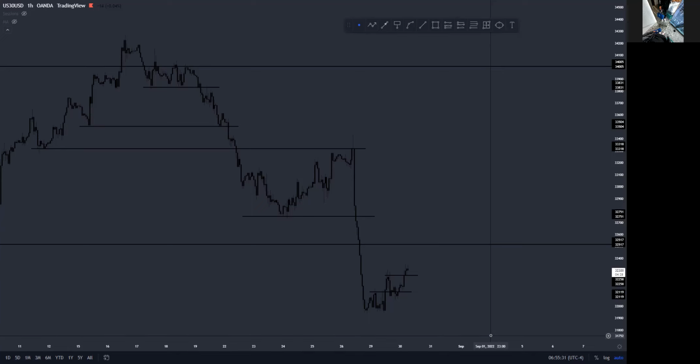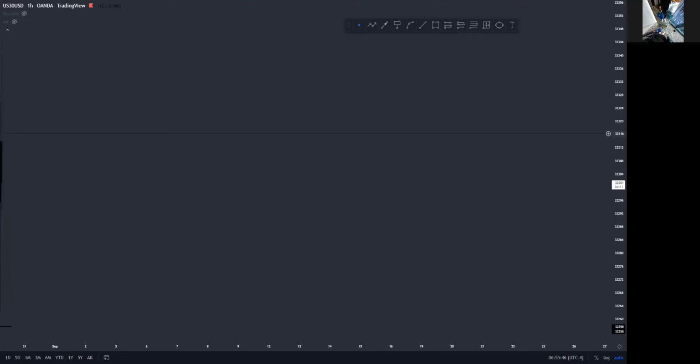So right now we're going to use currently US 30 right here, since even the price action is really clean on this one. We're just going to go over this one, and later on we are going to go over a couple more pairs if we do get that time. So overall, I just want to start with understanding support and resistance and higher highs and higher lows.